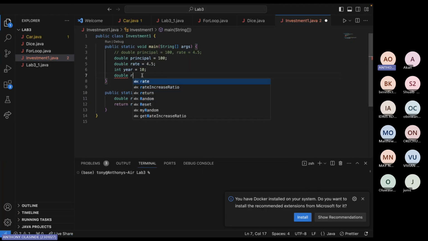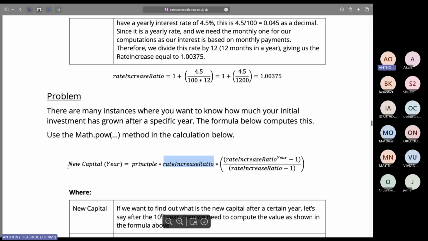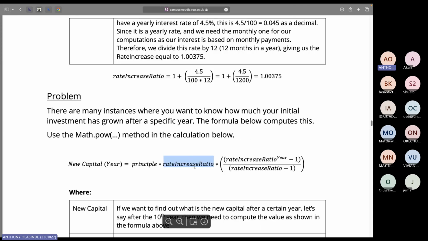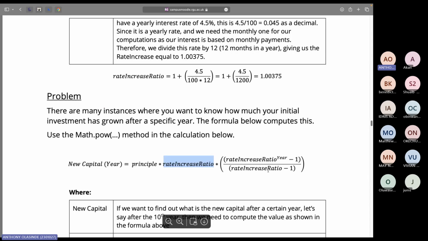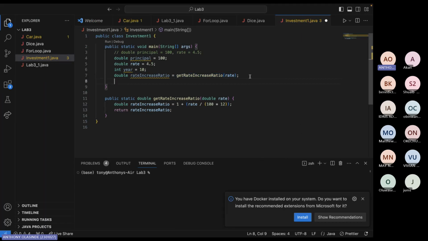So our rate increase ratio now equals, go and collect rate increase ratio from here. Get rate increase ratio, then supply the rate. The rate is 4.5, so we'll just supply the rate directly like that, and we have that. So for us to do this now, we have our principal, that's this. We have our rate increase ratio, which will be calculated in real time based on our rate. So let's write out the formula.